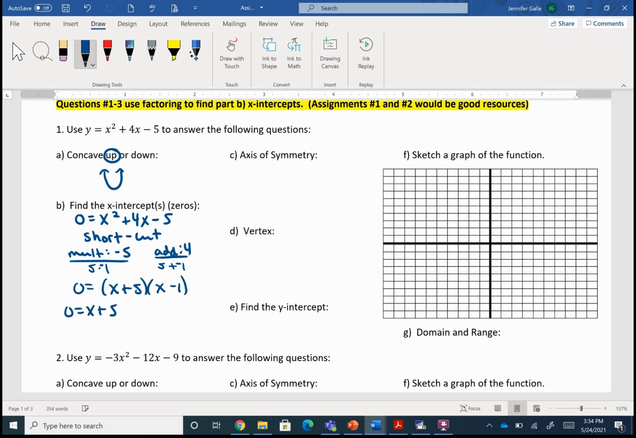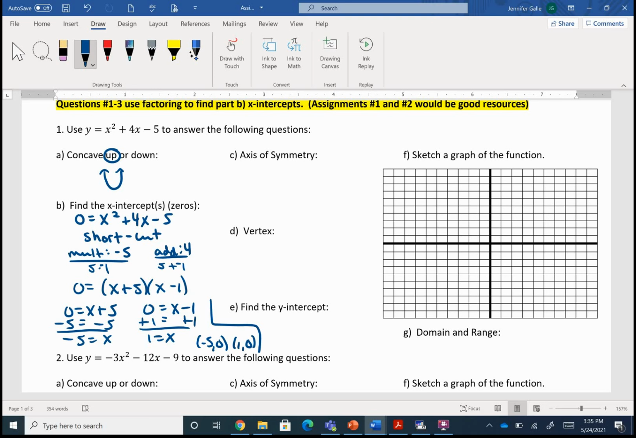And then we do have to finish off and solve. 5 and -1 are not my x-intercepts. -5 and +1 are my x-intercepts. So we'd have (-5, 0) and we would have (1, 0).